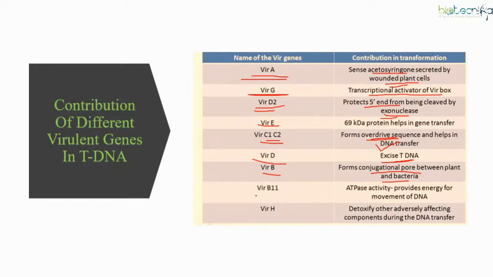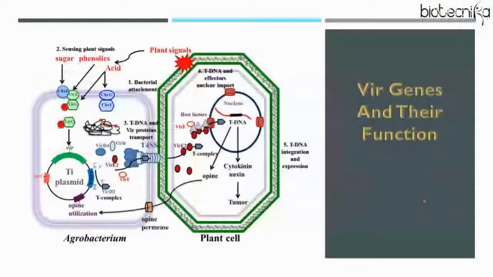Then obviously for traveling this tDNA from the bacteria to the plants, they require some input of energy. So Vir B11 contributes for that. It has the ATPase activity that provides energy for the movement of DNA. So while passage, if they come across any unwanted molecules that can degrade the DNA, for that we have Vir H. So what does this Vir H do? They will detoxify other adversely affecting components which come into place at the time of DNA transfer.